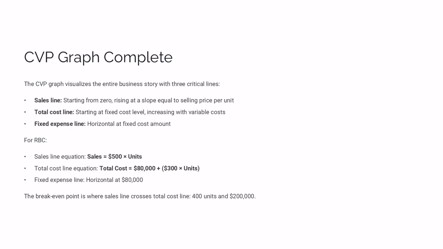When you look at this graph, you're literally looking at the DNA of every business decision ever made, from Jeff Bezos deciding to sell books online because their CVP graph showed a faster path to profitability than electronics, to Reed Hastings at Netflix realizing that streaming had a better CVP graph than DVD by mail because the fixed costs were higher but the variable costs were nearly zero.